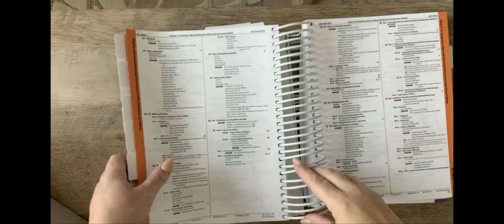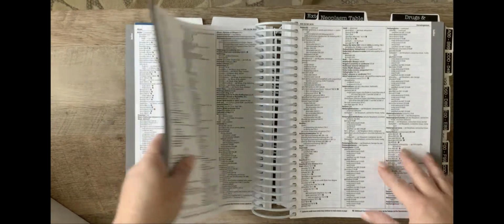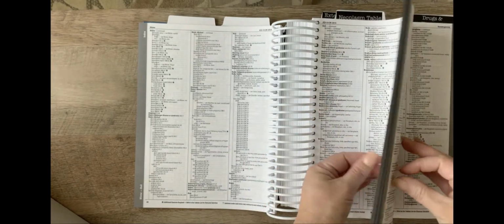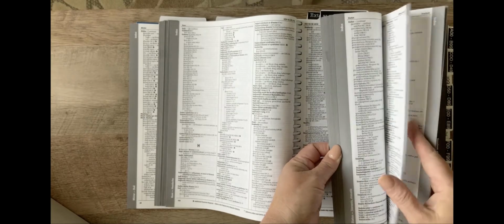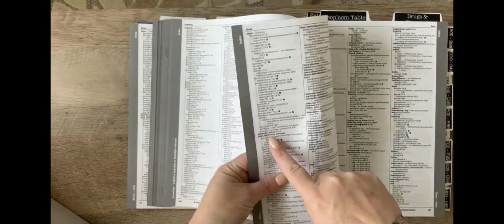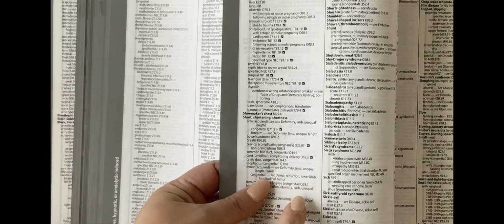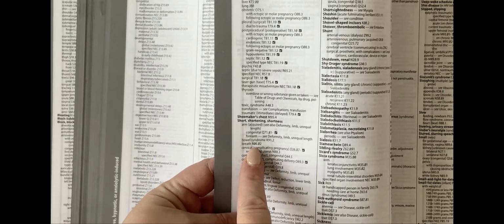Okay, moving on to case 2, we determined that the main terms that we should reference in the index are shortness. So I'm going to go over here, G. Shortening, shortness. So we have that here. And then let me zoom in for you. Of breath. So R06.02. So again, we're going to flip back to those R's.